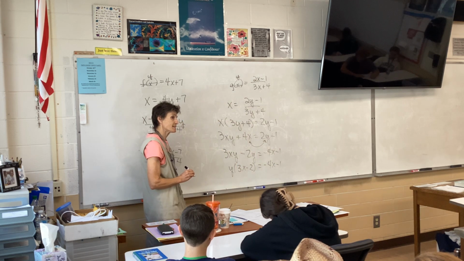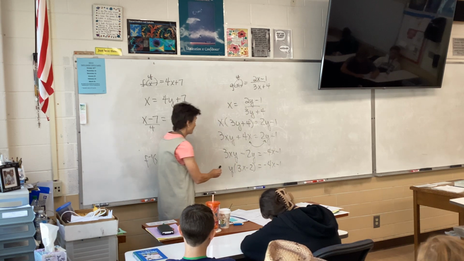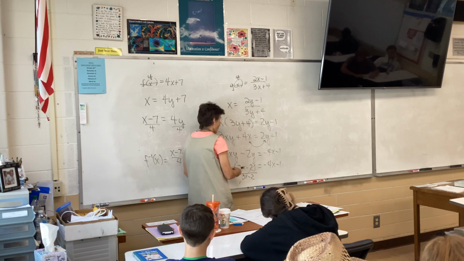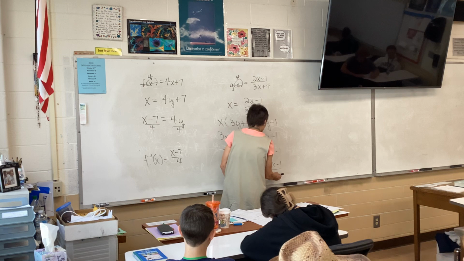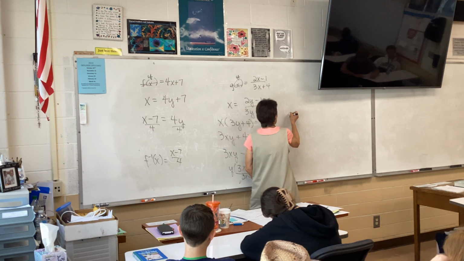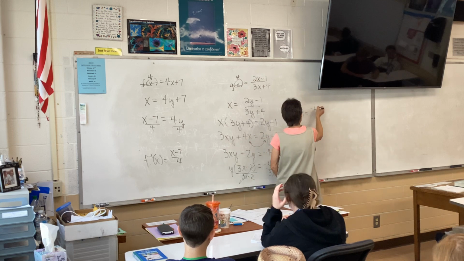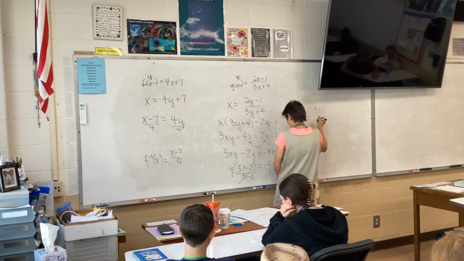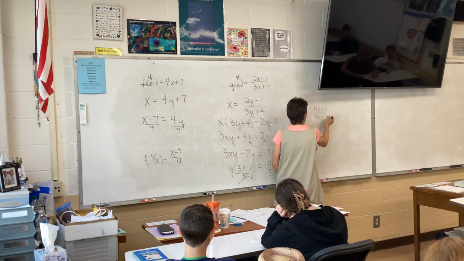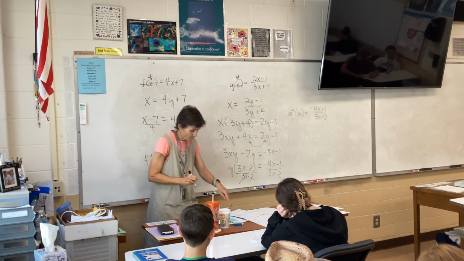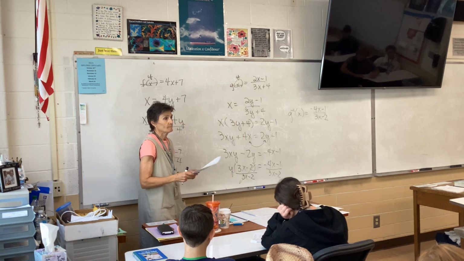And then what's my last step? Divide by this parentheses so that y is by itself. So g inverse is negative 4x minus 1 over 3x minus 2. That's what goes in the answer blank. It's written right there.